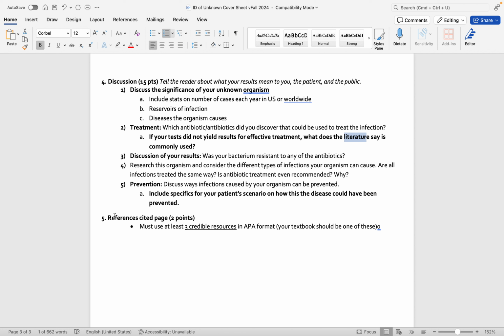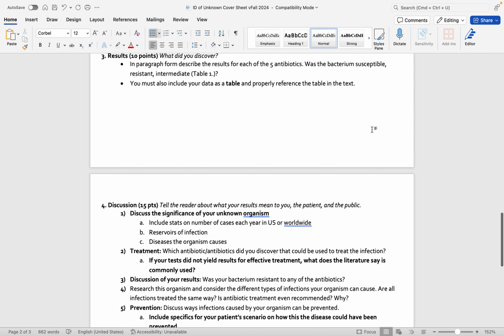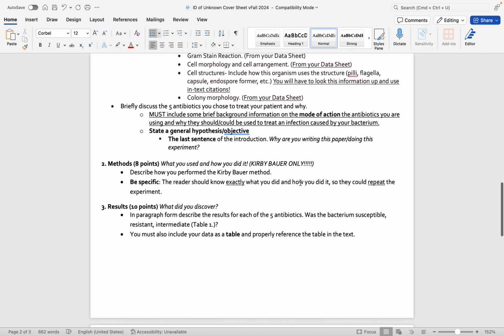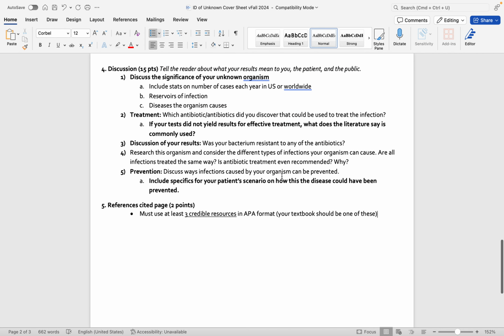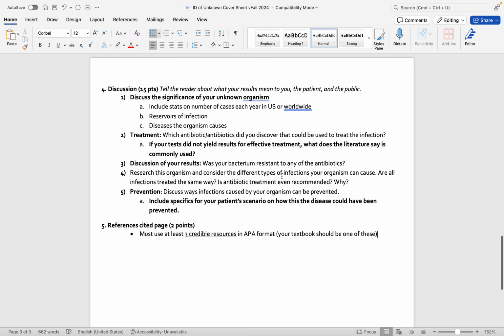And then last, you're going to have your references or your works cited page. I've already given you a sample of what a works cited page would look like on your APA formatting guide. And you can use this to format your reference page. You should have a minimum of 3 credible resources, and your textbook should be one of these because your Kirby-Bauer procedure comes from your textbook, right? So you can reference your textbook here in your methods where you describe the Kirby-Bauer procedure.